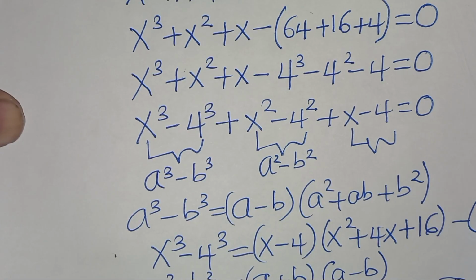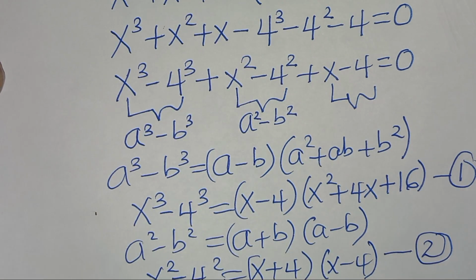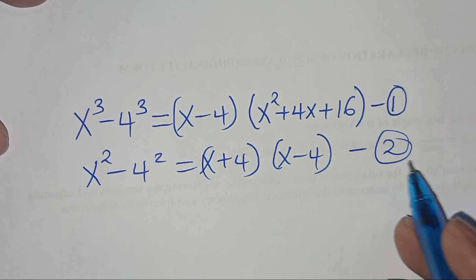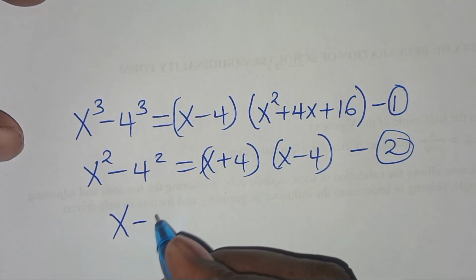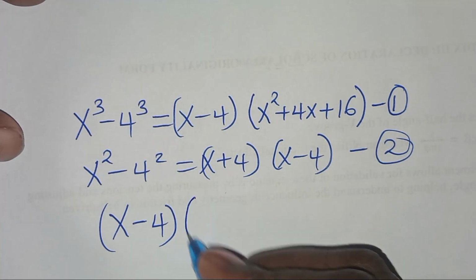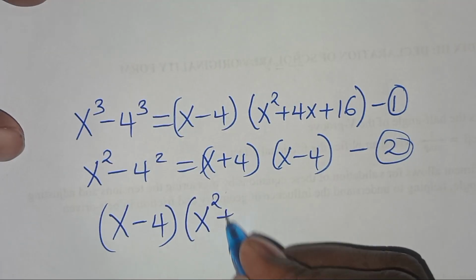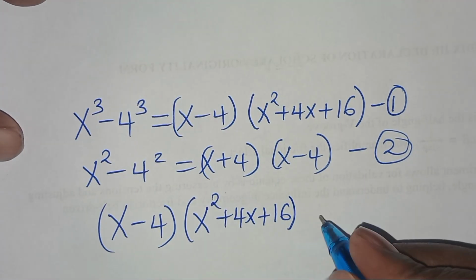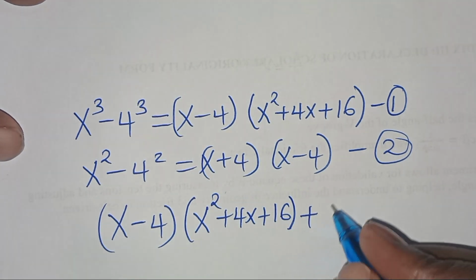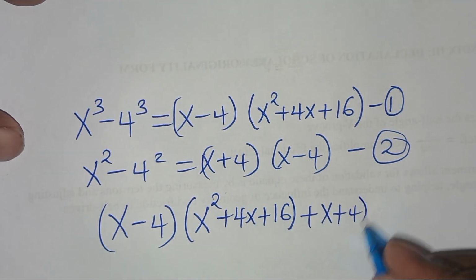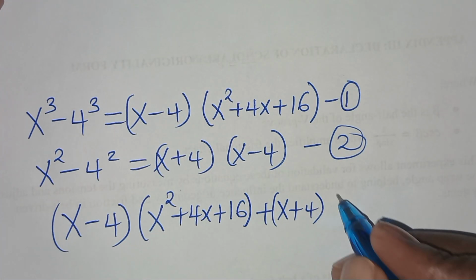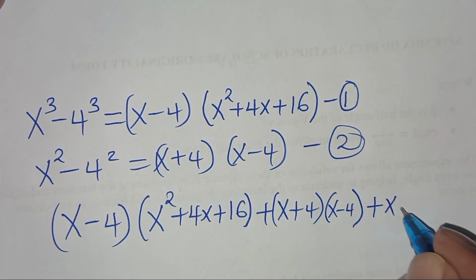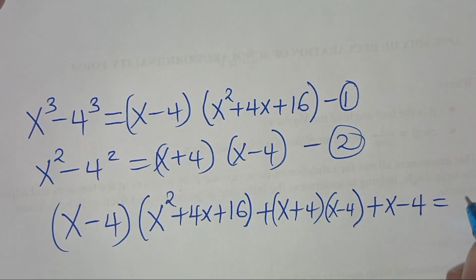Let's combine equation 1 and equation 2 so that we have x minus 4, we have x squared plus 4x plus 16. Then plus, here we have x plus 4, then we have x minus 4. Then we have plus x minus 4. This is equal to 0.